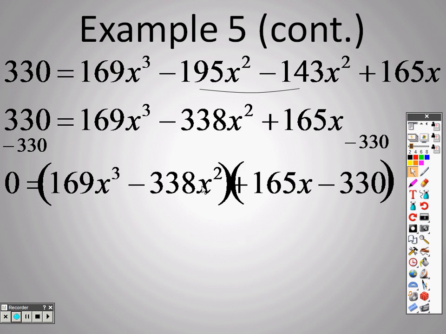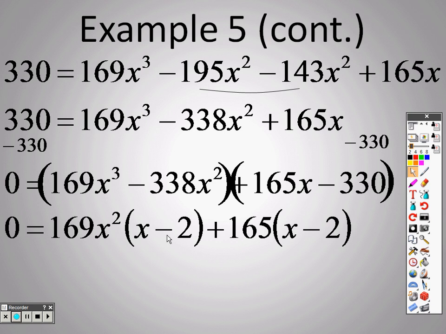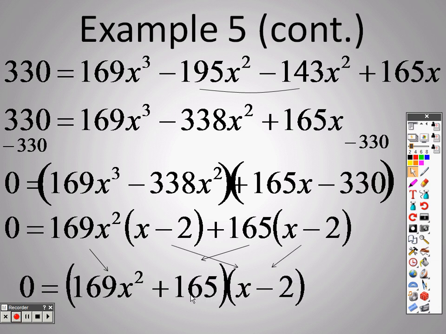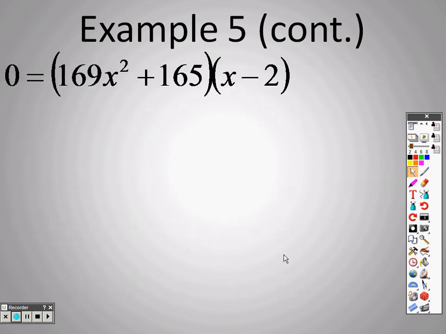In this item, I notice that there's an x squared that they have in common, and I can divide each of these by 169. Over here, I realize that I can also take out a 165 from both of those items. And when I do that, notice how both these are the same, x minus 2 and x minus 2. So I combine those 2 in the front together and the 2 in the back, so I have 169x squared plus 165 and an x minus 2 at the back.